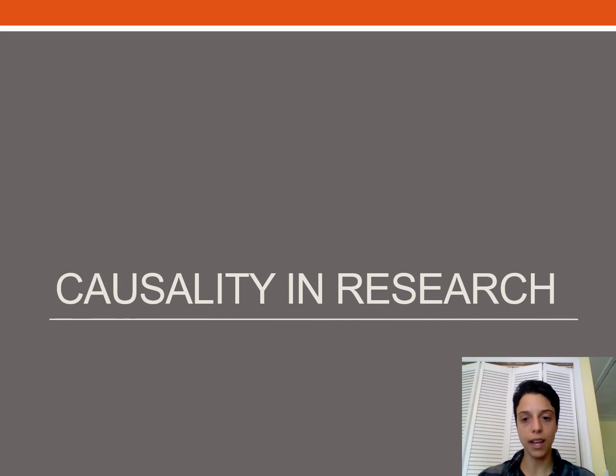So I'm going to put all this together now. We have these three criteria to establish causality in research. We need our two variables, our cause and our effect, to be related to each other. We need our cause to come before our effect. And we need to be able to rule out other explanations for our cause and our effect being related to each other. And I'm going to talk a little bit about how we can do that in different kinds of studies.